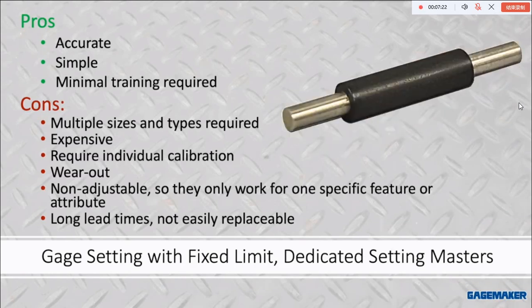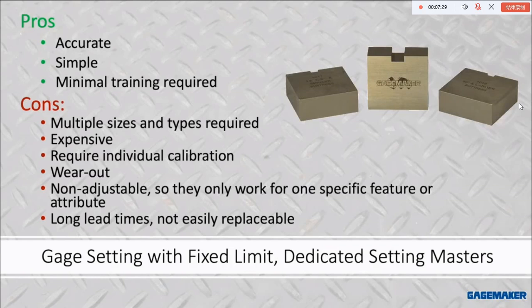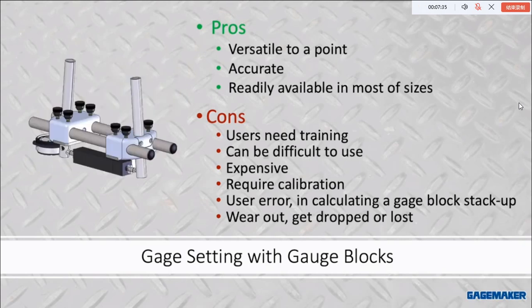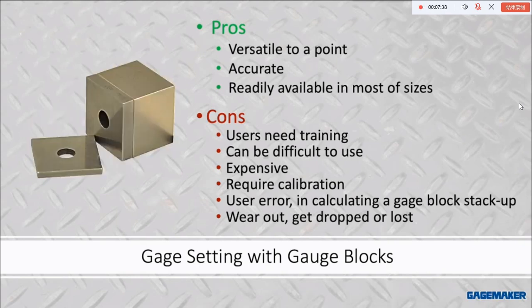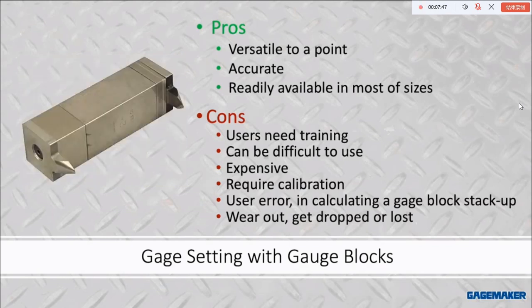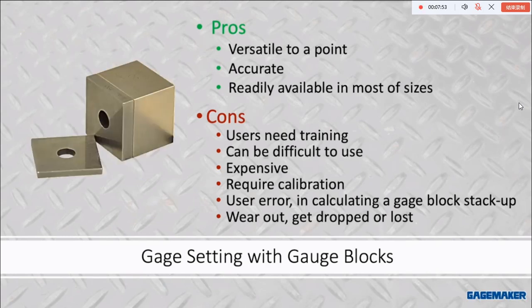Ordering non-adjustable setting masters comes with other headaches like long lead times. They're often made to order, so they're not easily replaced if damaged or lost. In addition to dedicated setting masters, gauge blocks or Joe blocks present an equally popular method for gauge setting. Compared to setting masters, gauge blocks present a much wider range of versatility. There's no real loss of accuracy, and most shops have some on hand, and if they don't, gauge blocks are easy to get. Now, the cons are also apparent.